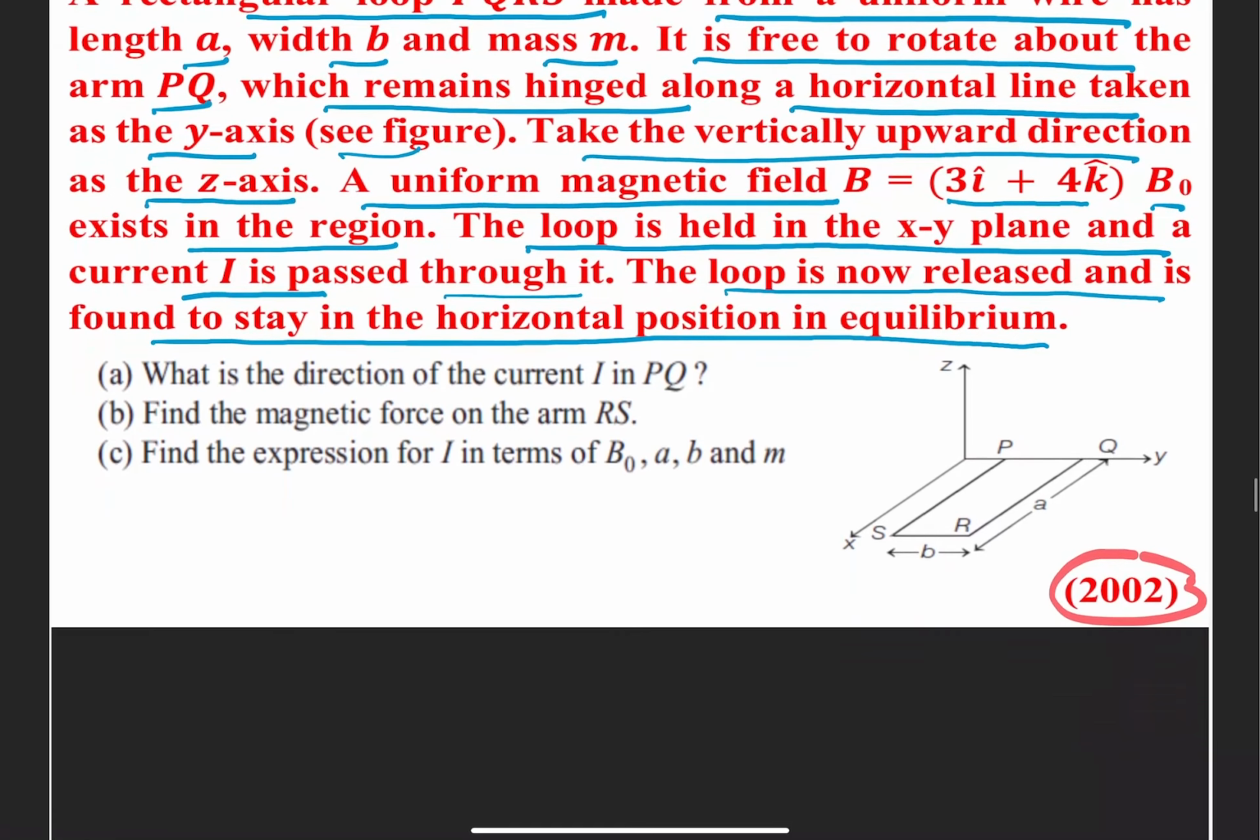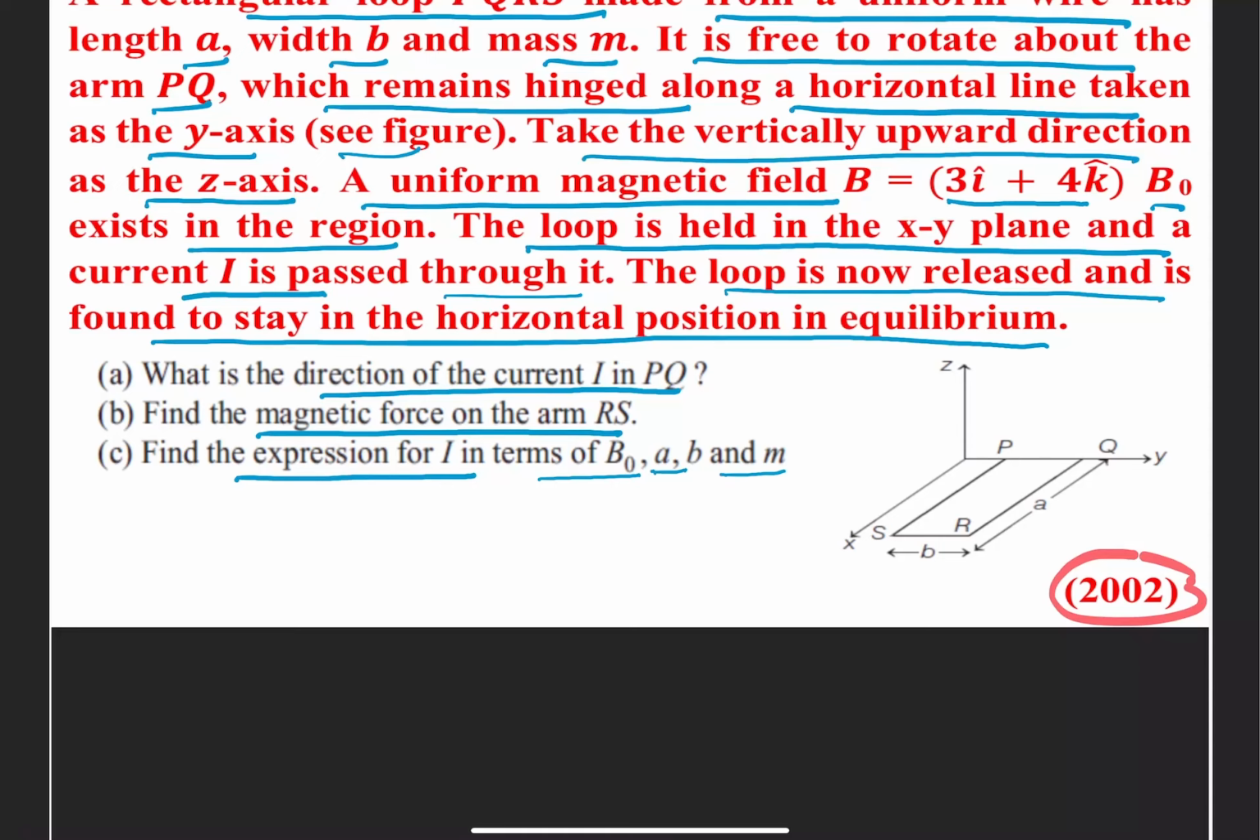So based on this entire description, we have three questions. First of all, what is the direction of the current I in the PQ? Second, what is the magnetic force on the arm RS? And find the expression of I, that is current, in terms of magnetic field, side of this loop, and the mass M.